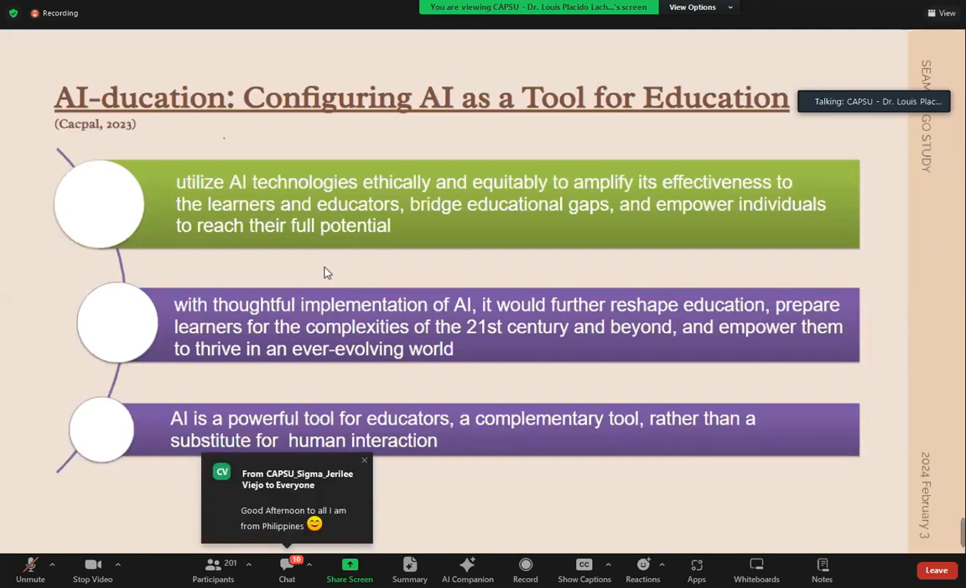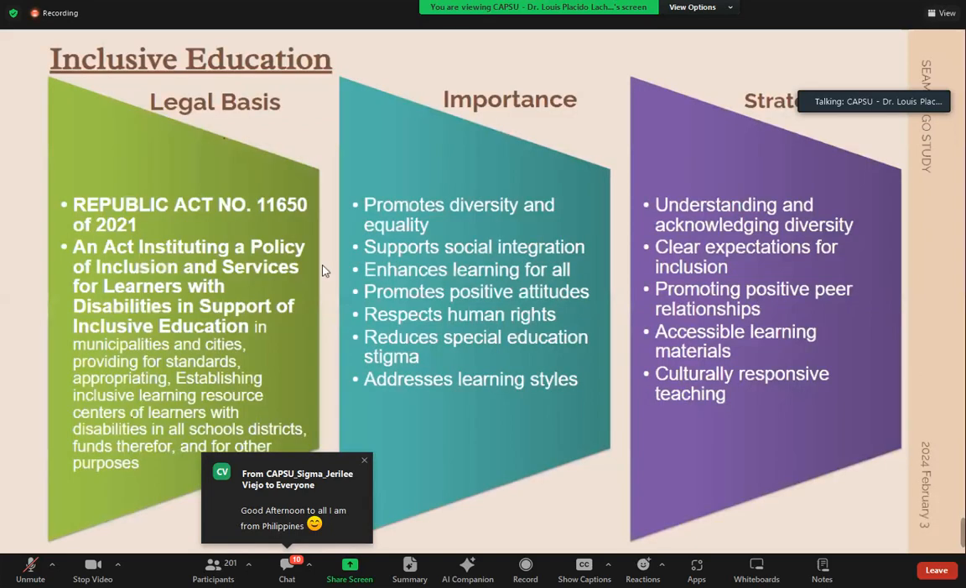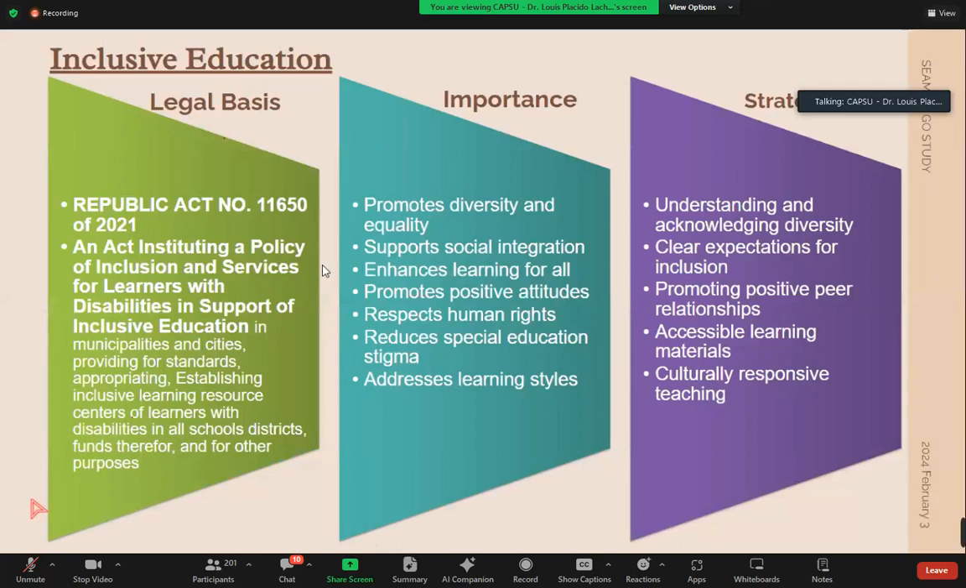Now, as to some trends in education in the Philippines other than the technological aspect, first we have inclusive education. So inclusive education promotes the involvement and active participation of all students, including those with diverse backgrounds, abilities, and learning needs in regular classroom settings.